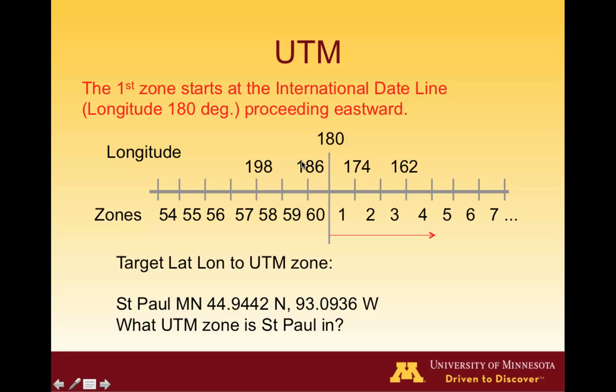So you see, these are the degrees. This is the 180 degrees. So zone 1 covers from 180 to 174. Zone 2 covers 174 to 168. And zone 3 covers from 168 to 162, and go on till you have this 93.09 west.